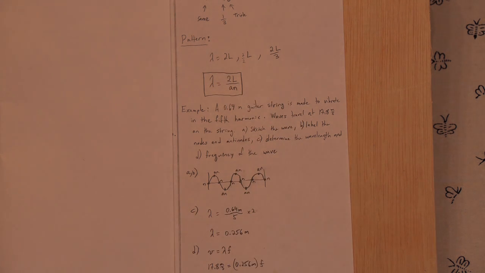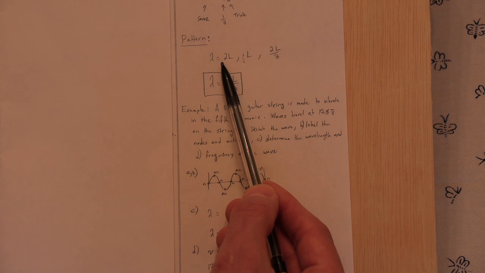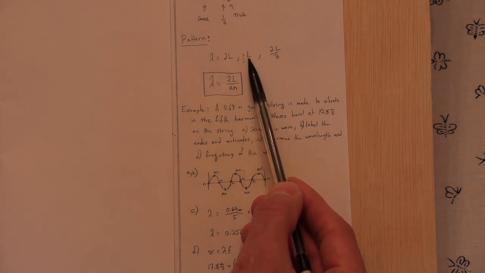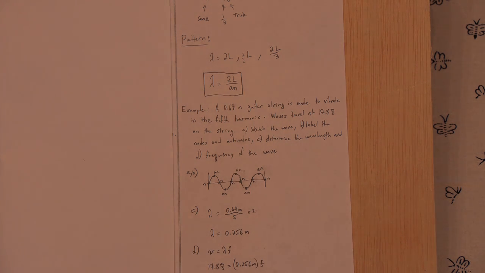2L is always on the top, and then the antinode number is on the bottom. 2L divided by 1, 2L divided by 2, 2L divided by 3. In other words, the formula, if you wanted to remember it, is twice the length of the spring divided by the number of antinodes. This is not on the reference table.